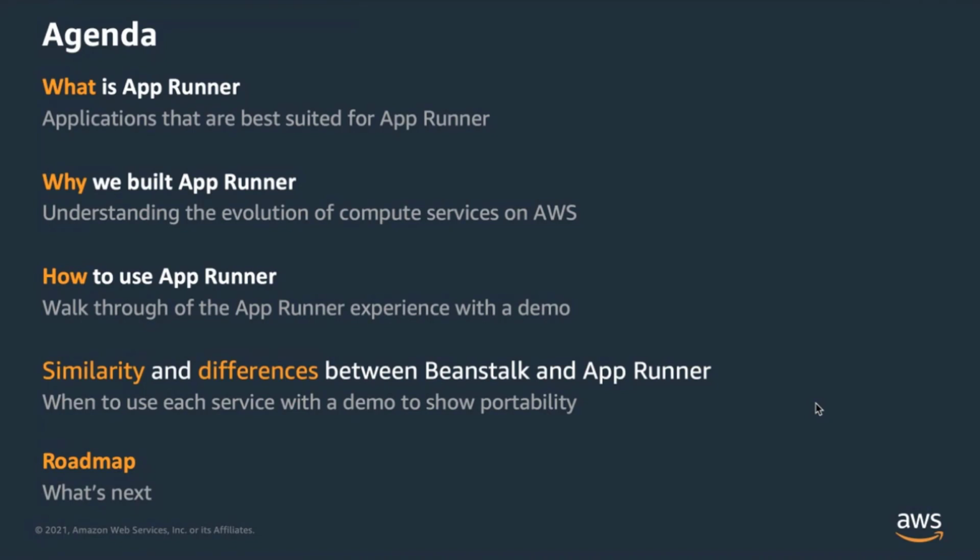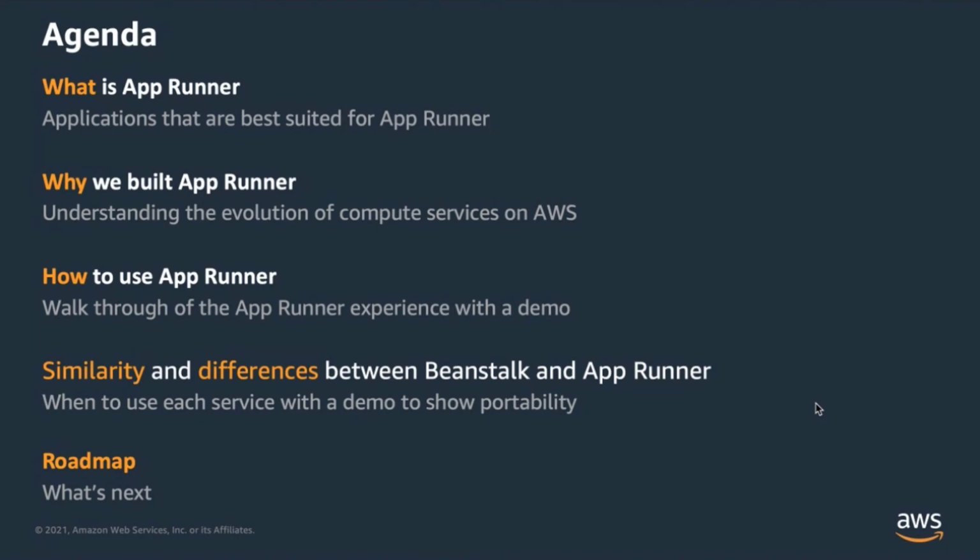Then we'll go through how do you use App Runner. Here I'm actually going through the console screen. So I'm going to be going through a live demo and showing you a variety of use cases on how to use the service. Then I'm going to talk about the similarities and differences between Beanstalk and App Runner.